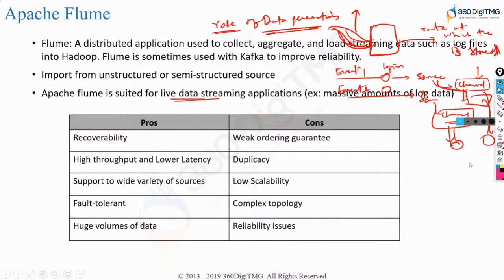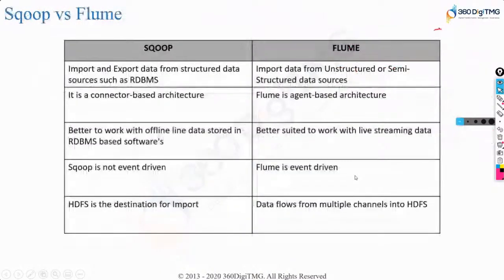Because the ordering is not correct, right? So reliability still is a challenge with Apache Flume. And if you compare Flume with Sqoop, Sqoop is an import-export option. That means export is also there, whereas here it is only import.